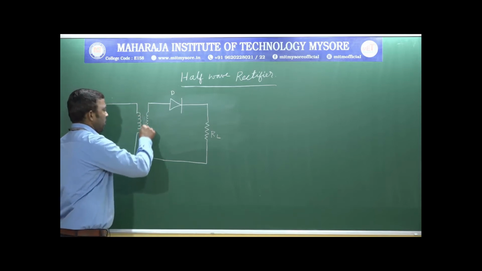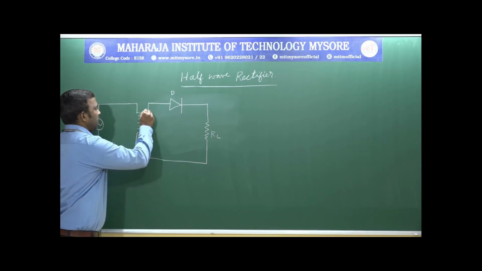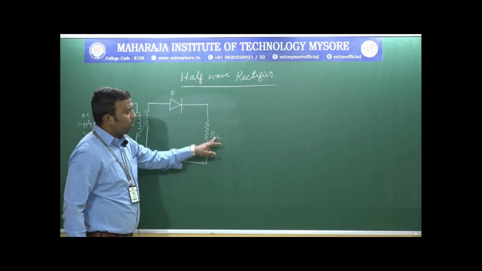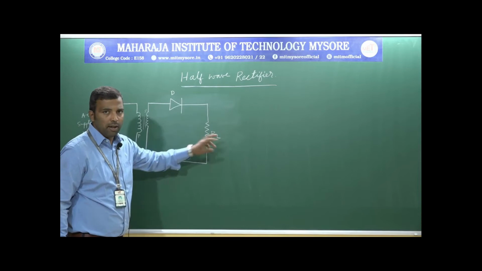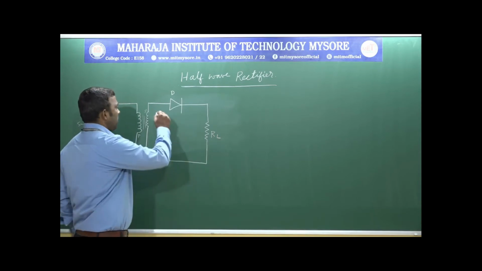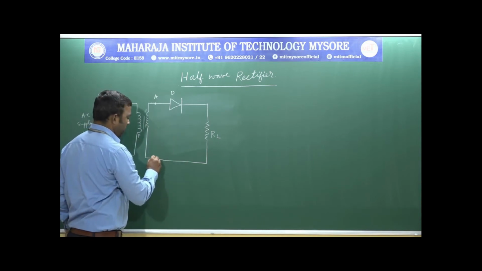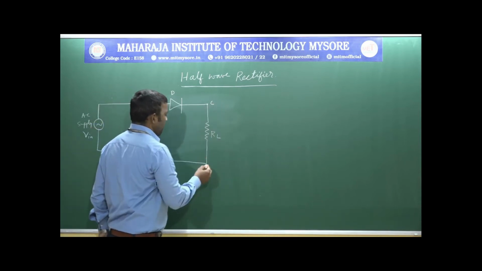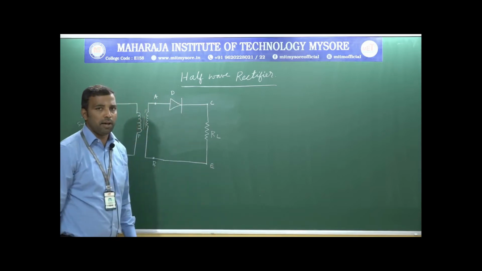So, this is the transformer, a step down transformer. This is the primary and this is the secondary of the transformer. This is the diode D and the load resistor RL, and we are considering the voltage across the load resistor RL as the load voltage. Consider these points: A, B, D and E, for our reference analysis.